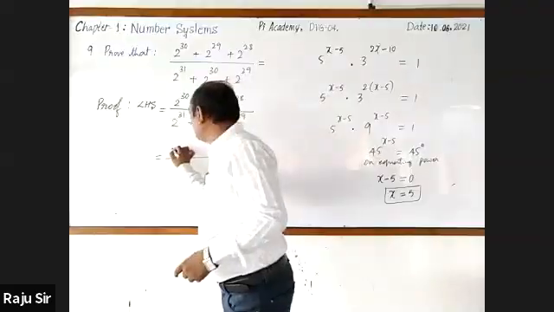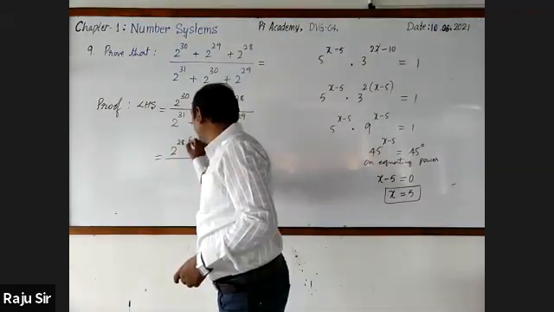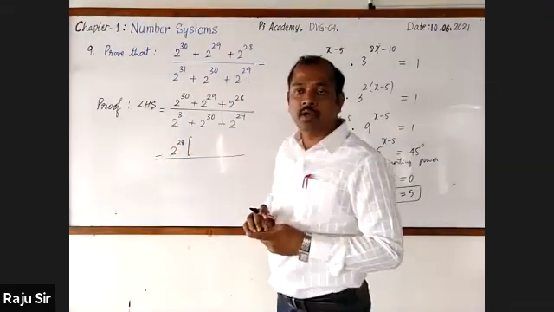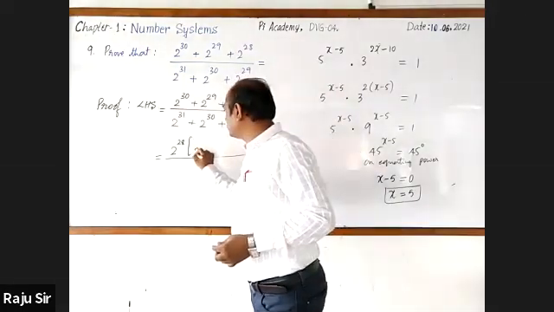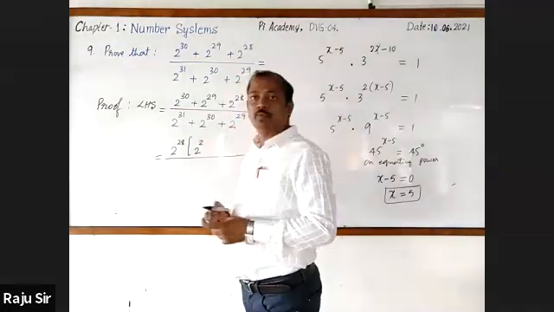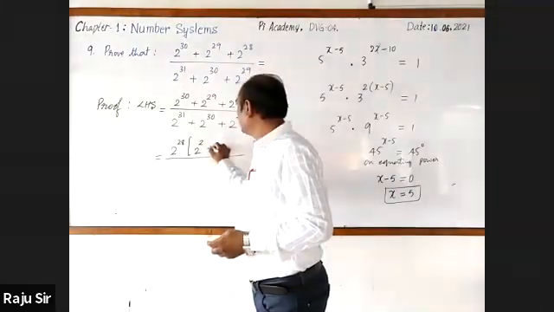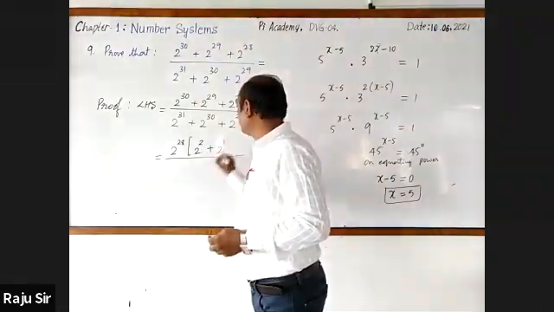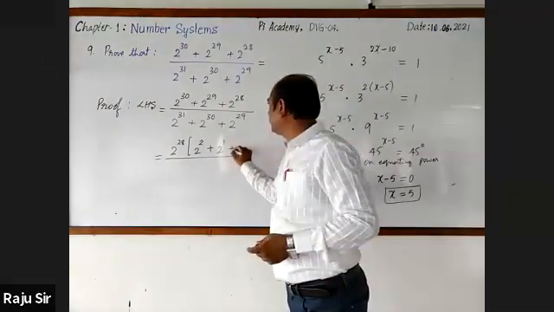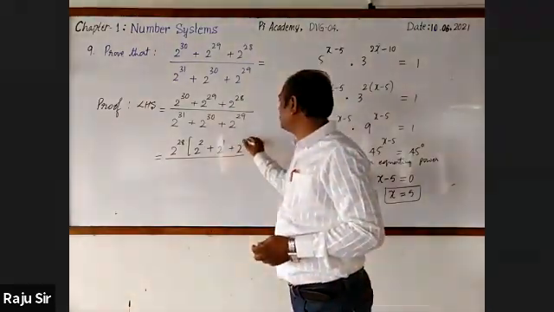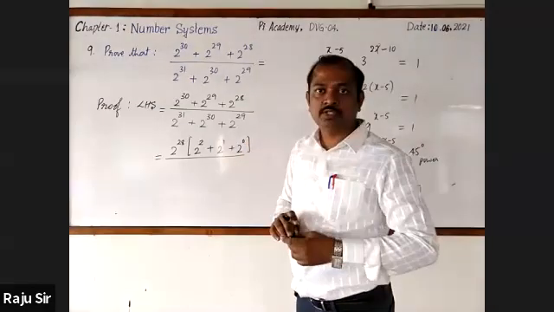Please don't go for writing anything. Look at it. I take 2 raised to the power 28 as common factor. Then the first term can be written as 2 raised to the power 2. The second one can be written as 2 raised to the power 1. And the third one can be written as 2 raised to the power 0. Any doubt?